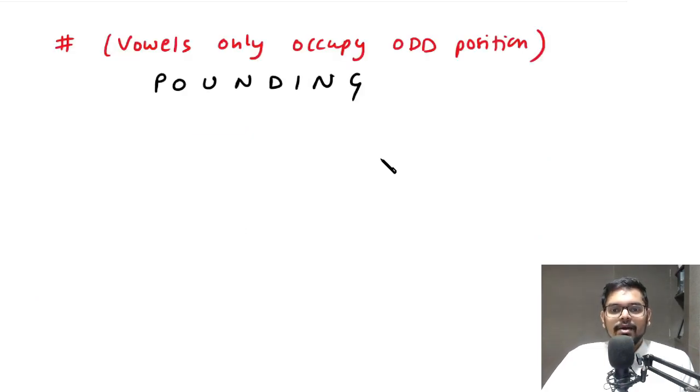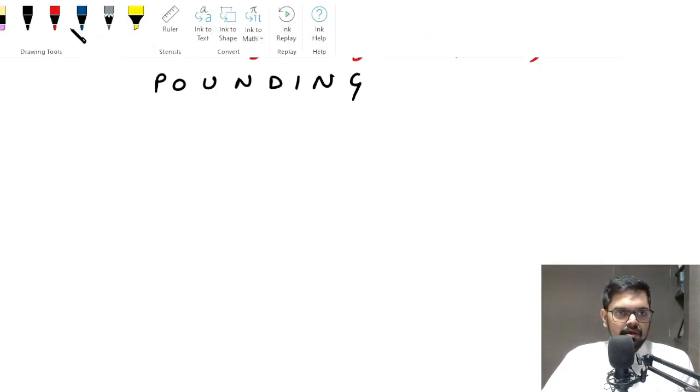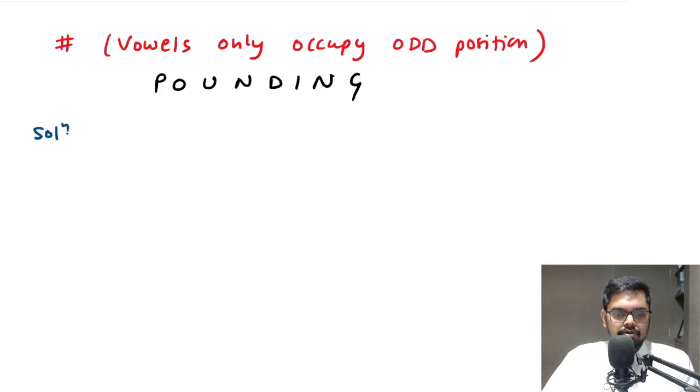No, because we have more things to study, right? That's it for that previous question. Now you have a new question. Vowels only occupy odd positions, and you have "pounding" as the word. Pause the video and think, because now you know the concept. You can solve this question very well.